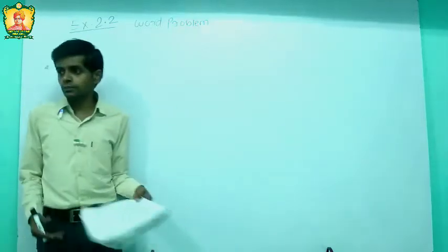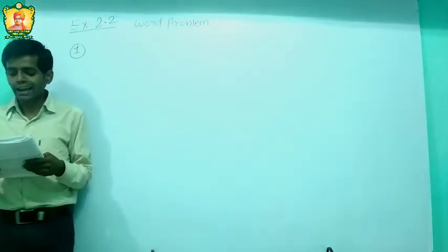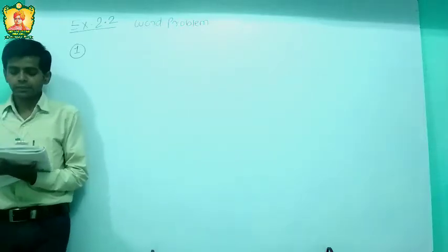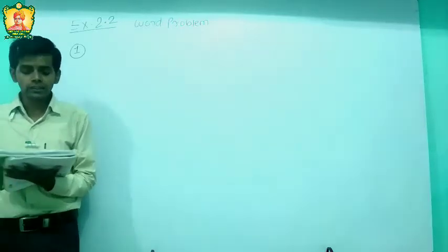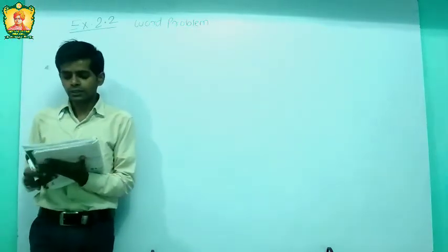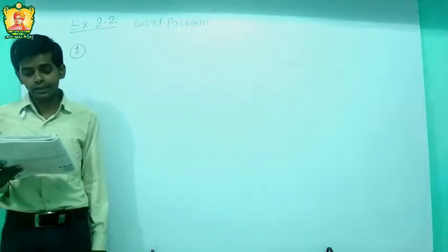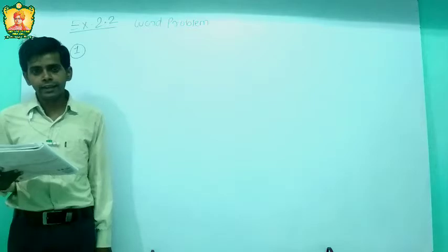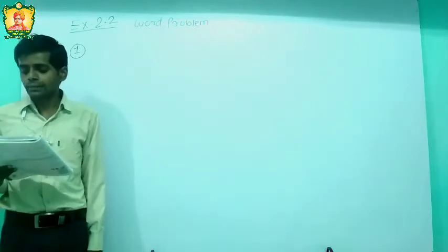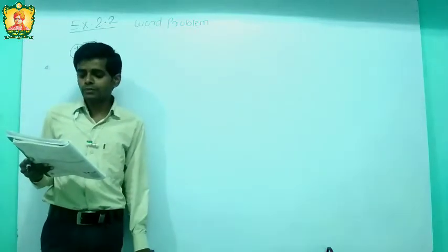What is the first question? Okay. The first question is: Rohit had a collection of 2346 stamps. That means, how many stamps does Rohit have in his collection? 2346 stamps. His brother gave him 1999 stamps. What did his brother do? He gave 1999 stamps to him. To whom? To Rohit. How many stamps does Rohit have now? Means how many total number of stamps does Rohit have?